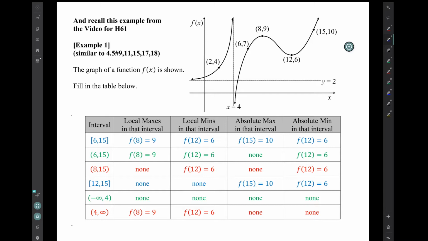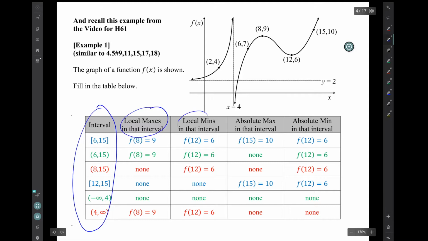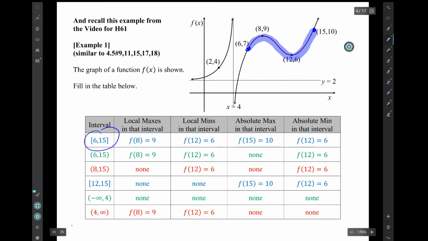In the previous video, we discussed this extended example where we had a graph of a function f of x, and we considered different intervals on that graph, and we looked for local maxes, local mins, absolute maxes, and absolute mins in those intervals. We found, for instance, for this blue interval that's on the graph, that part of the graph with its endpoints, there were local maxes and there were local mins. We found that for this interval, from 6 to 15, but not including the endpoints, there were still local maxes and mins, but there was not an absolute max. And so on for these other intervals.